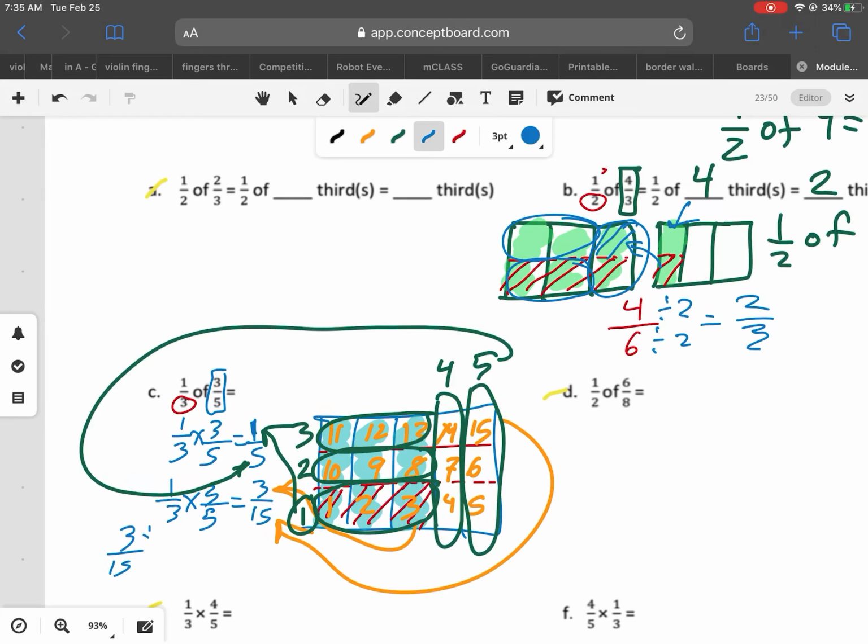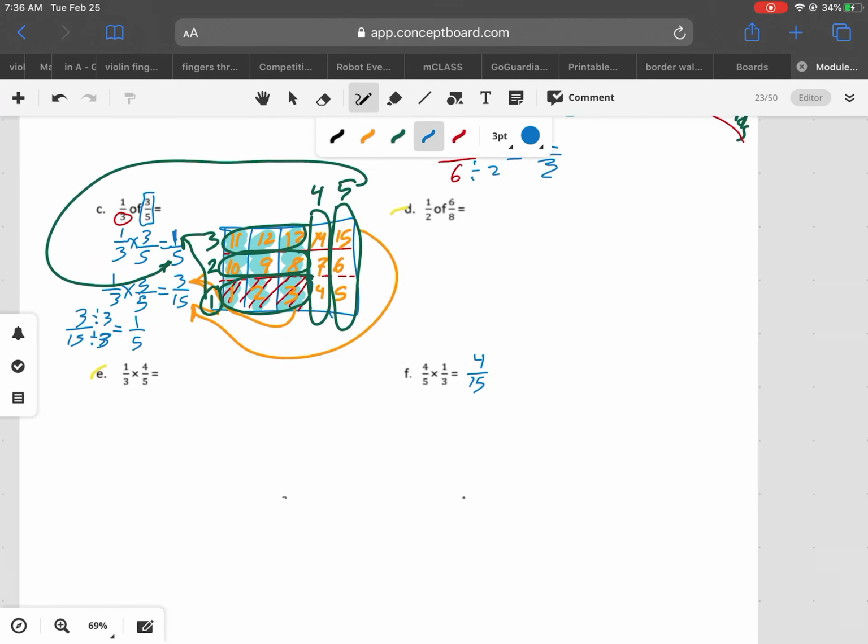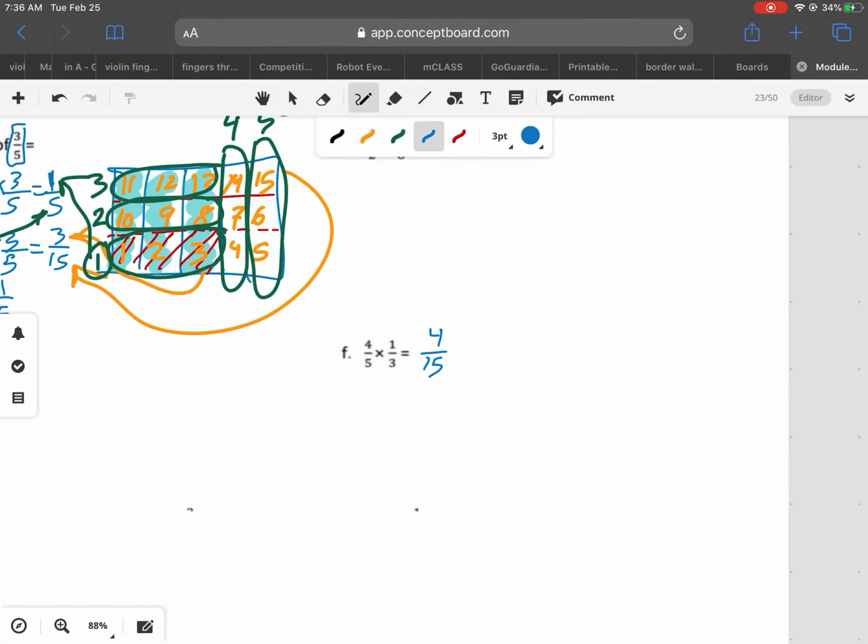So that's 1/5. So those of you that want to do it mathematically, we have 3/15. We divide the top and the bottom by 3. So we're dividing by 3/3. And we get 1/5. Okay, you have to know your math really well for that. Okay, so my answer here is going to be 4/15. And there's no relationship between 4 and 15, so there's not going to be any kind of division.